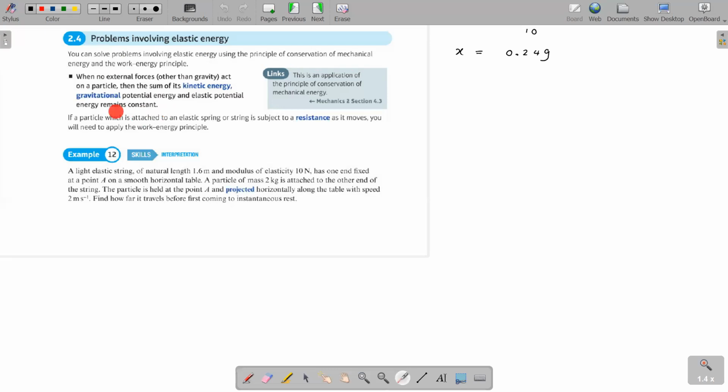So this is actually what? This is the principle of conservation of energy. Okay, so the principle of conservation of mechanical energy. This is the law of conservation of energy. However, that is if there are no external forces. If there are no external forces, we say energy is conserved.